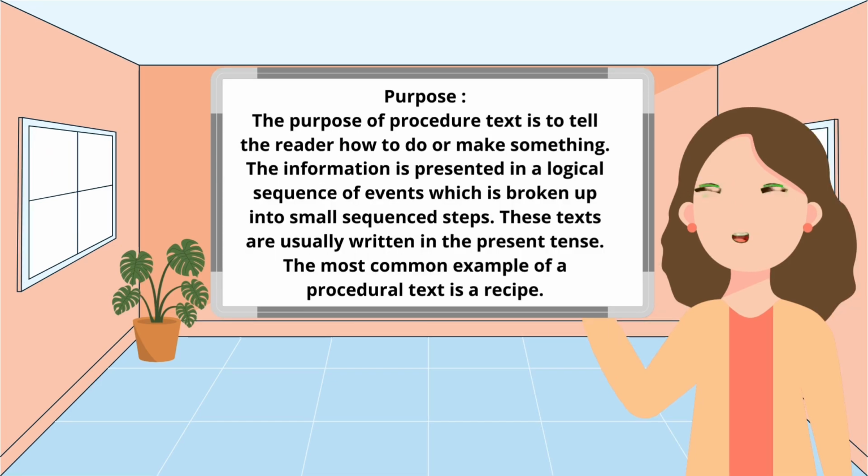Third, purpose. The purpose of procedure text is to tell the reader how to do or make something. The information is presented in a logical sequence of events which is broken up into small sequenced steps. These texts are usually written in the present tense. The most common example of a procedural text is a recipe.